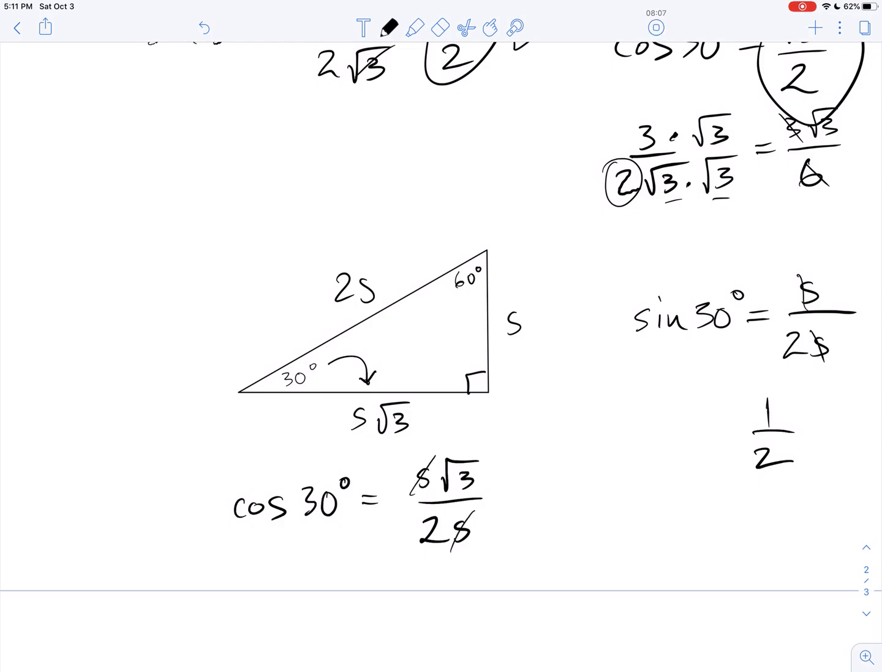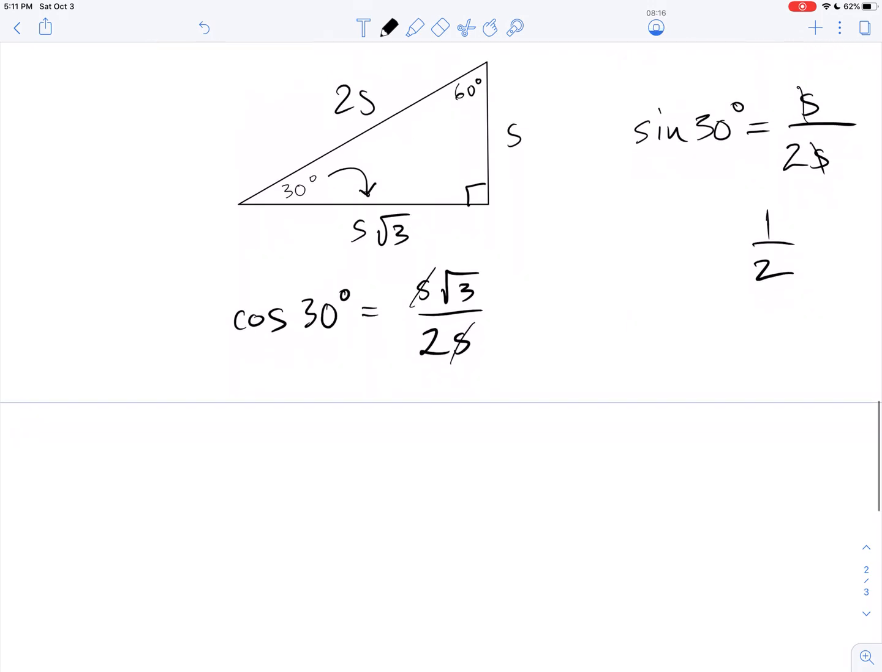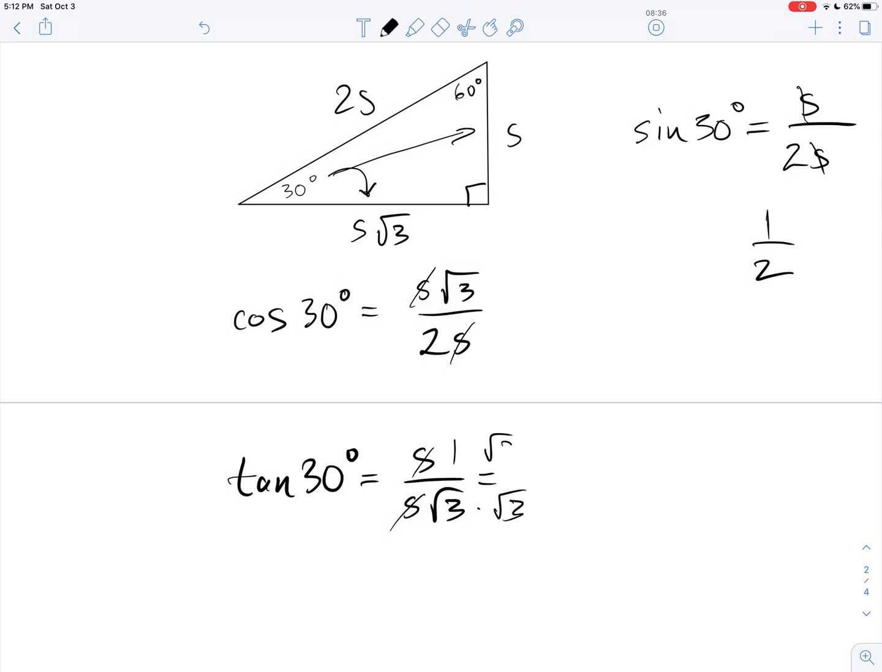What about tangent? What's the answer for tangent? It's rad 3 over 3. What? The answer for tangent of 30, look, it would be opposite over adjacent. And then I'd go, the S's cancel. And I'd get, I got to get the rad out of the bottom. Rad 3 over 3 is the answer.